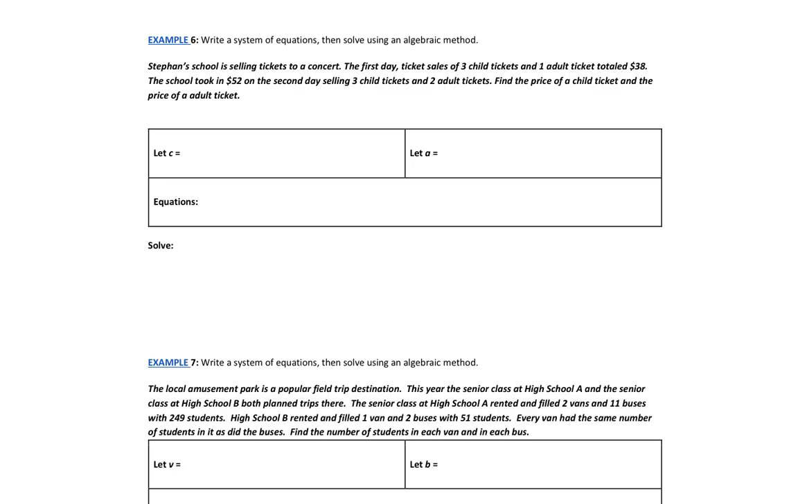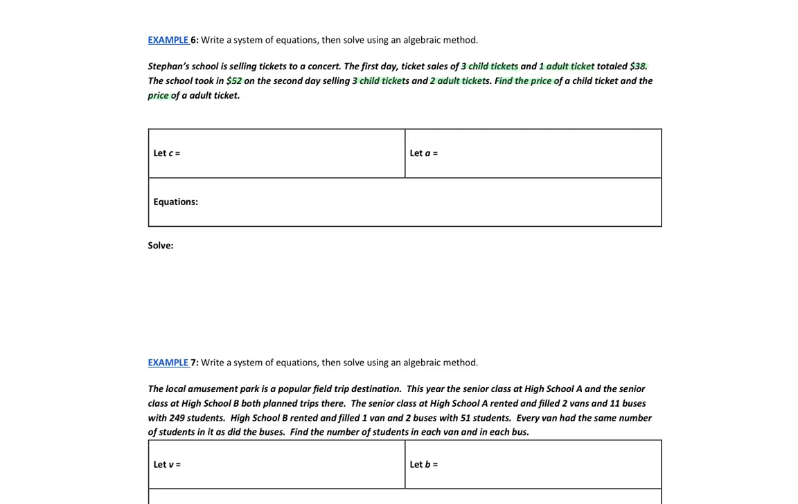So here we have some more problems. So we're going to write the system of equations and then solve. So let's go ahead and read this and see if we can decipher what we're being asked to do. Stephan's school is selling tickets to a concert. First day, ticket sales of 3 child tickets and 1 adult ticket totaled $38. The school took in $52 on the second day, selling 3 child tickets and 2 adult tickets. Find the price of a child ticket and the price of an adult ticket.